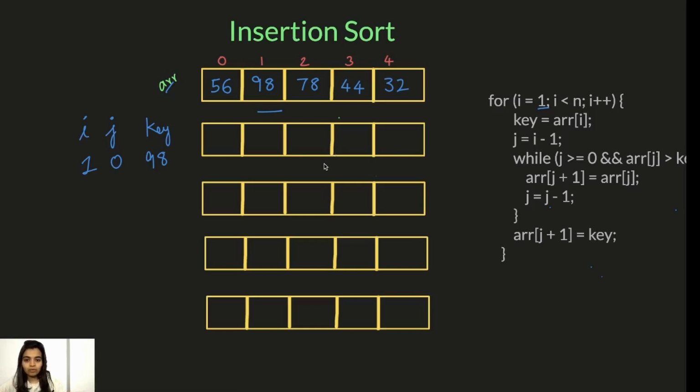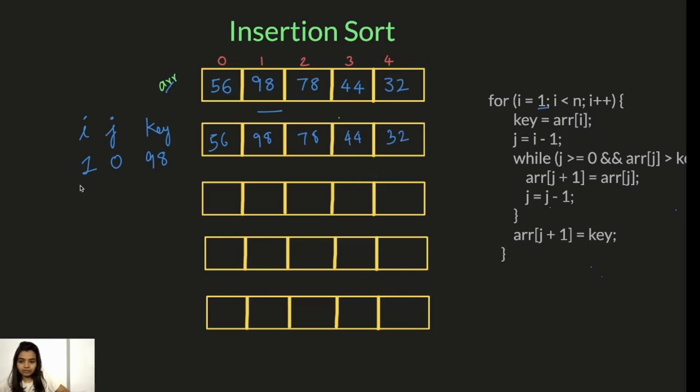Now we check if array of j is greater than key. Array of j is R of 0. We check if it is greater than key. Is 56 greater than key? No, it's not. So we write it as it is. We won't make any changes here.